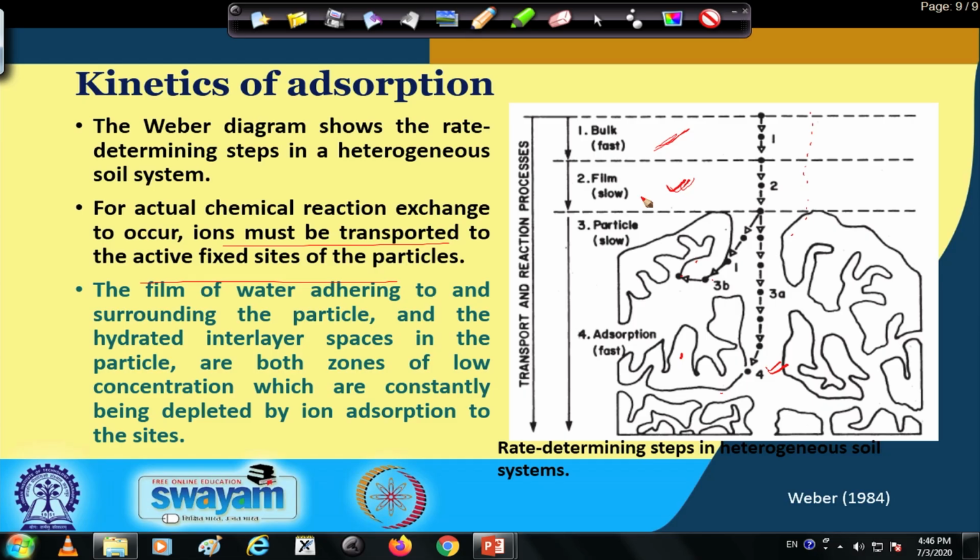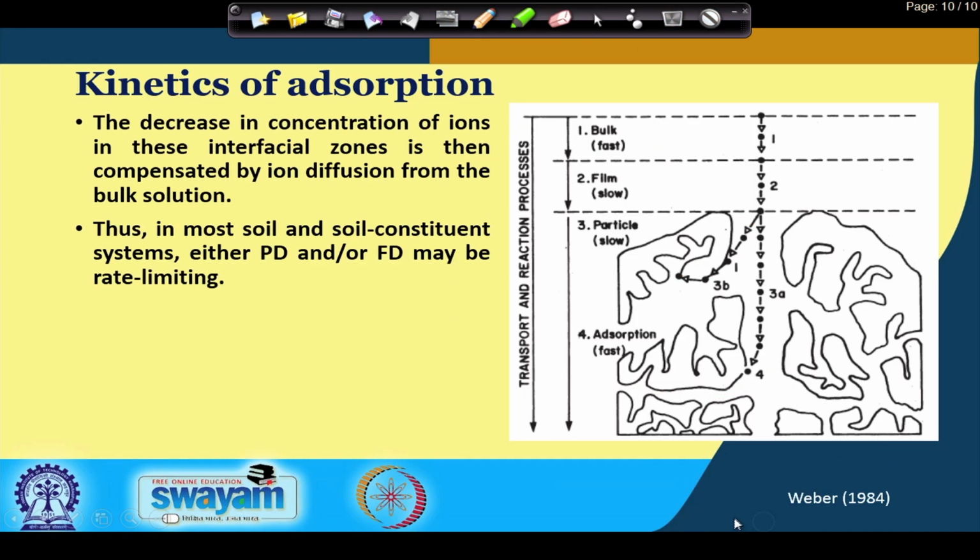So, both these areas have low concentration, because the cations are adsorbed in excess at the surface. Basically, when the cations from this liquid phase go to the specific sites, obviously these two phases show low concentration of the cations. So, what does that mean? That says the decrease in the concentration of ions in this interfacial zone is then compensated by ion diffusion from the bulk solution.